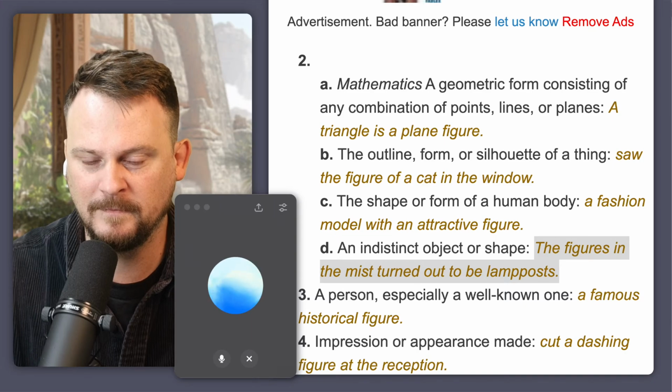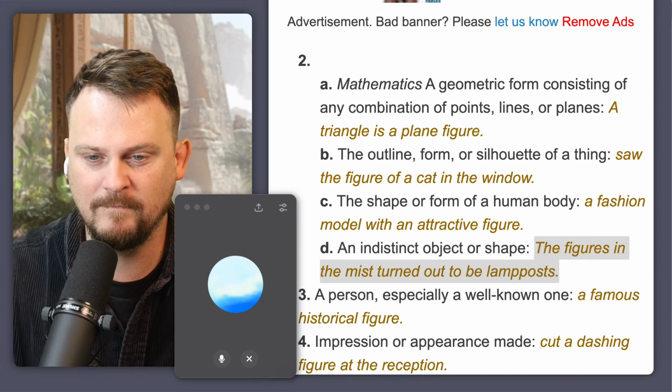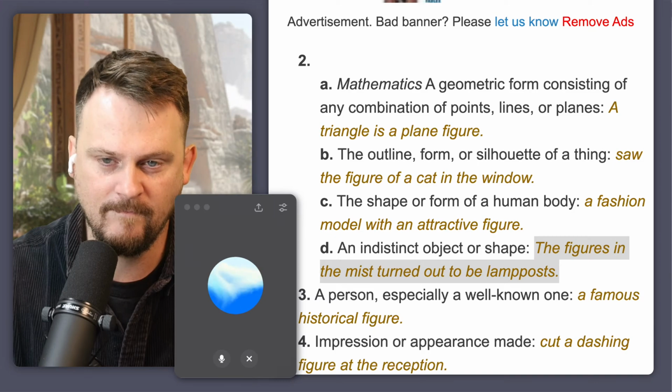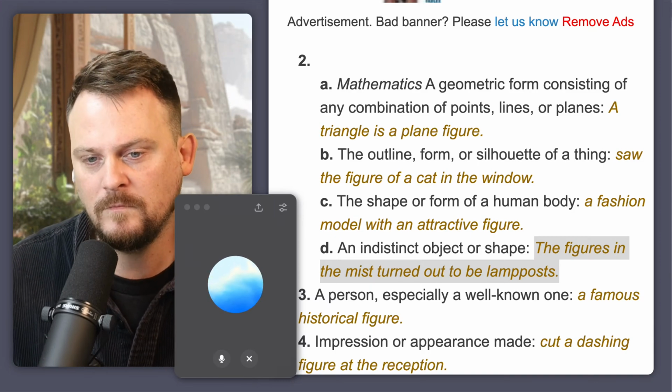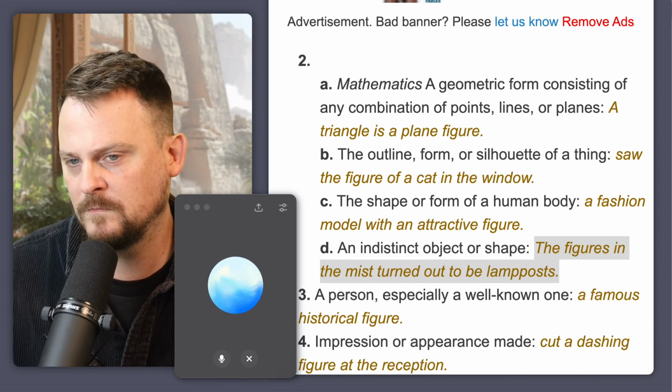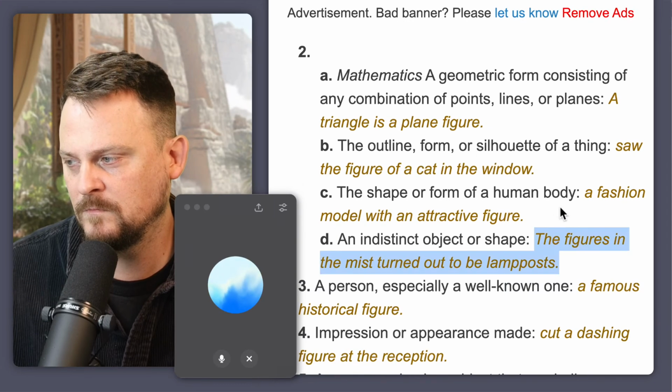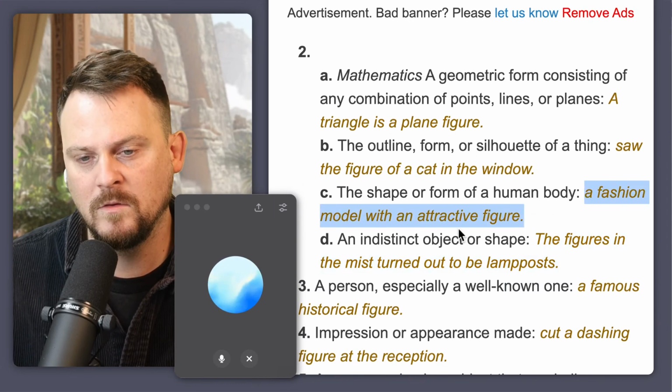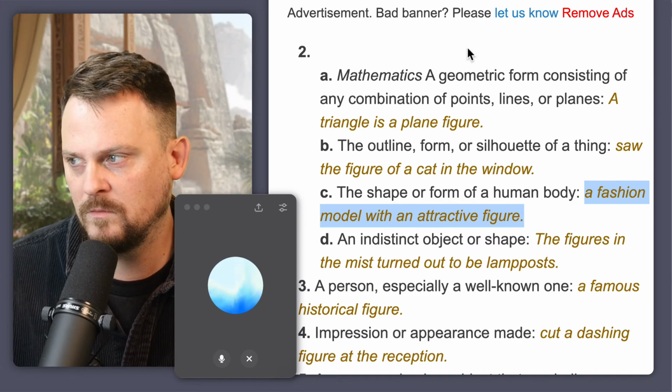Exactly. You're using figures as a placeholder when you can't clearly identify what you're seeing through the mist. Once you realize they're lampposts, you would refer to them specifically as such. Figure is useful for describing vague or unclear shapes.